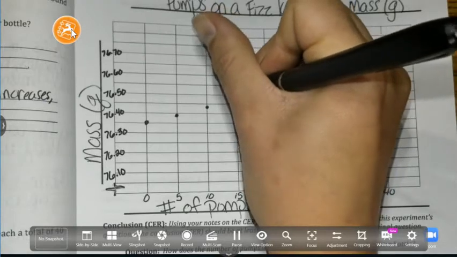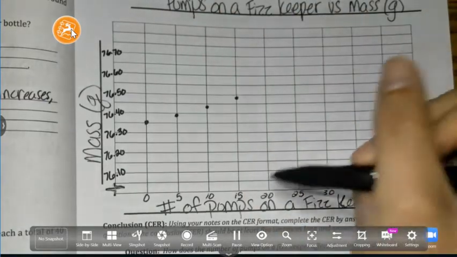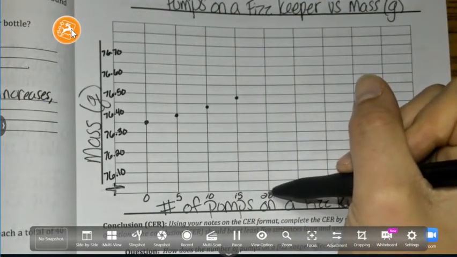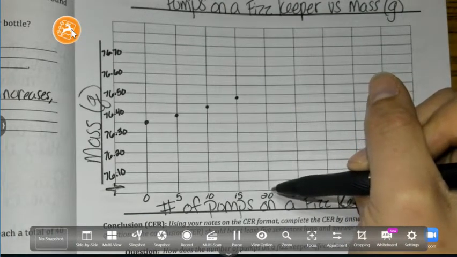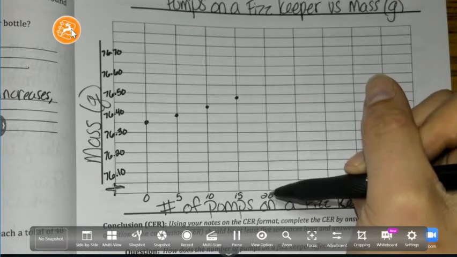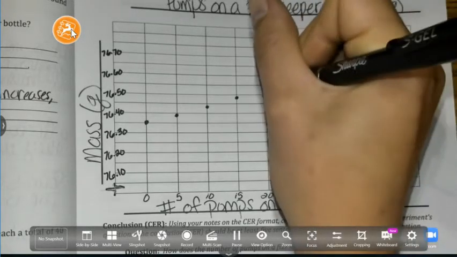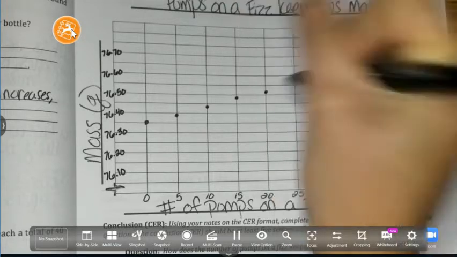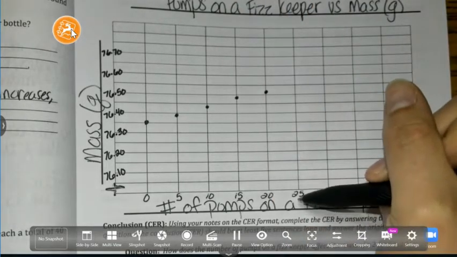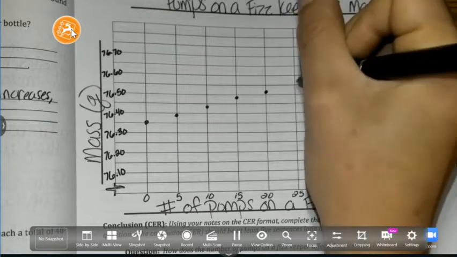Uh-oh. Yeah, that's why I skipped lines. Wow.